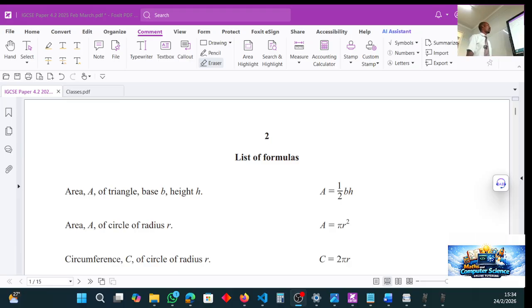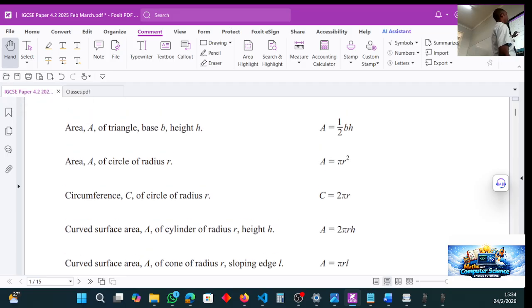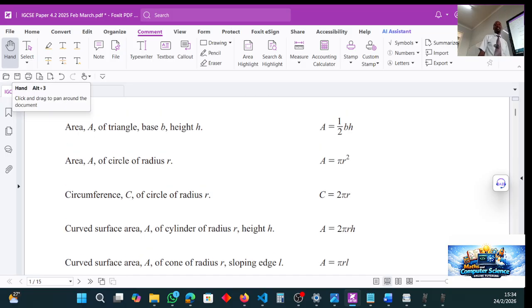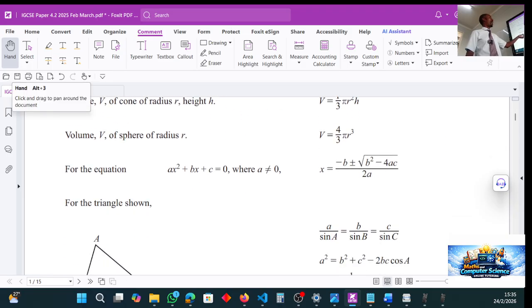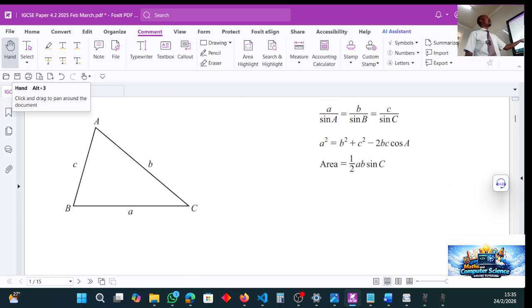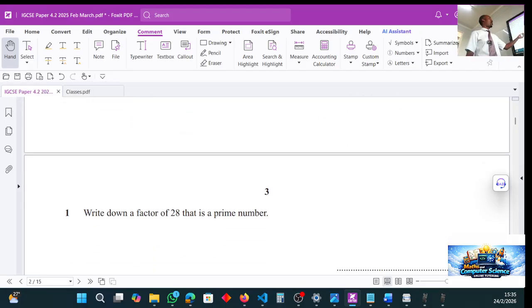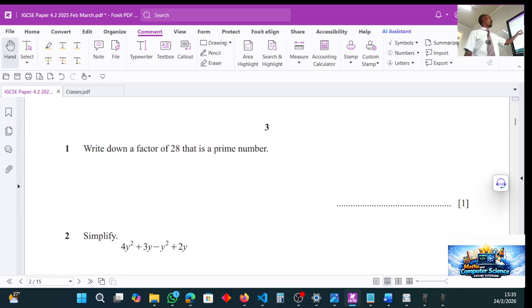All right, if you look at the board here, you can see that we have the formula list that we are given. All these formulas are quite handy. You will need them as you go through calculations. Some of them are basic; you can even recall them without reference. So there is the quadratic formula, sine rule, cosine rule, area rule.